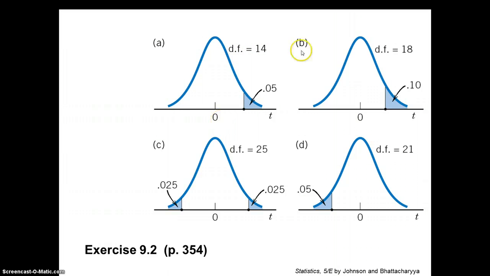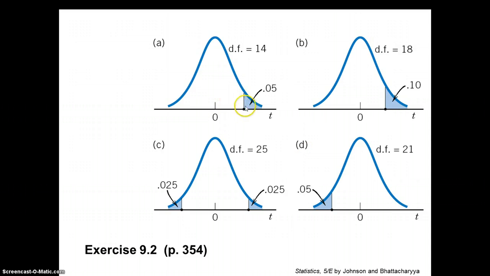In these pictures, the degree of freedom is given. It's 14. That means the sample size is 15, and 18 the sample size is 20, and so on. So I'm going to work on A and D, and you can follow the examples to do the homework 9.2.